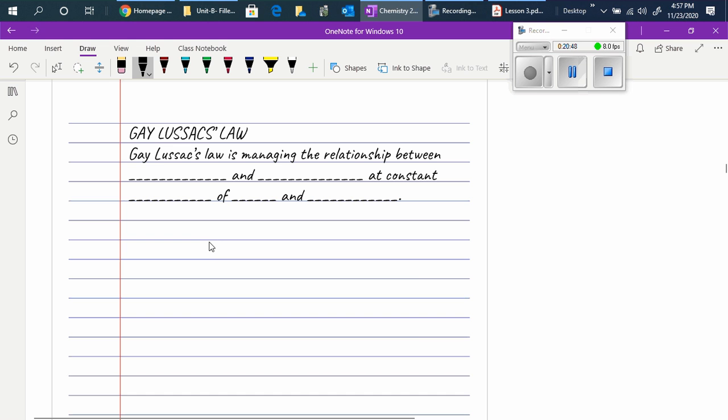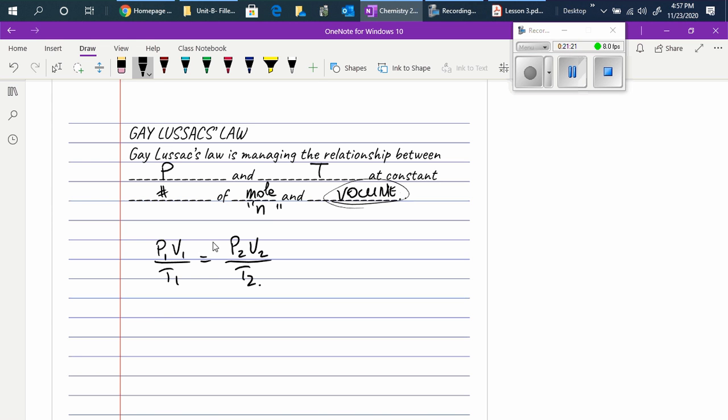Gay-Lussac's law describes the relationship between pressure and temperature when the number of moles, n, and volume are kept constant. Okay, so now what do we have? If we start with the combined law, P1 V1 over T1 equals P2 V2 over T2. Now the volume is constant, so V1 is equal to V2, which means they will cancel out, and then we will have the relationship P1 over T1 is equal to P2 over T2, or the ratio of pressure and temperature is kept constant.